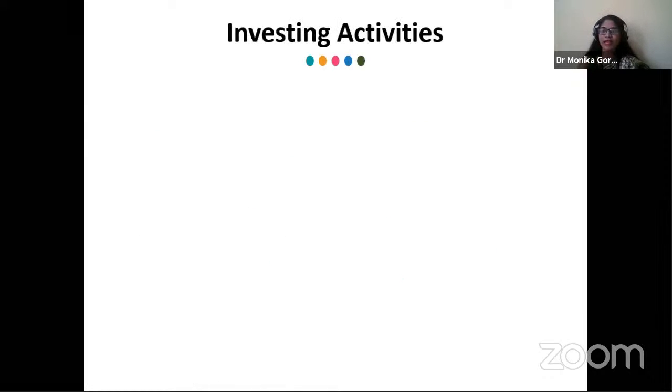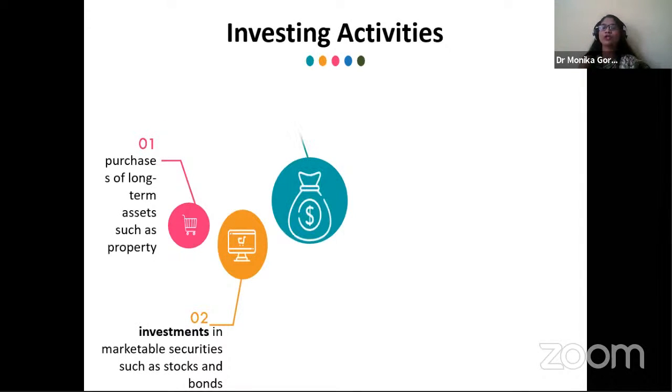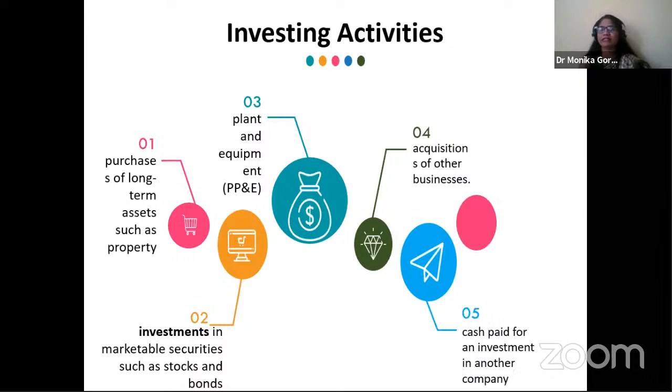Next is your investing activities. What are investing activities? Investing activities means your capital budgeting activities. You are going to invest in your fixed assets, long-term assets, any kind of securities, marketable shares. You are going to acquire shares of other companies. You are going to acquire any kind of small companies.